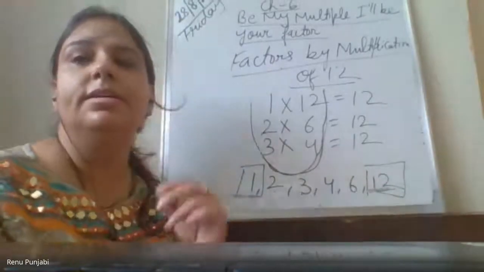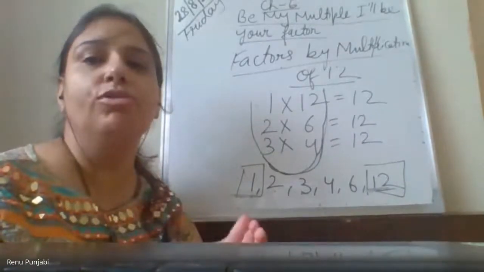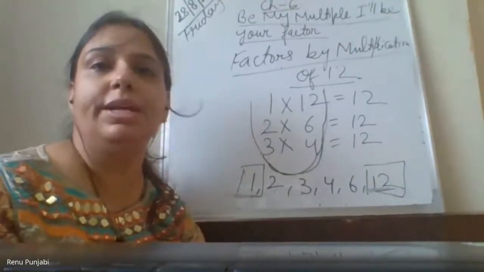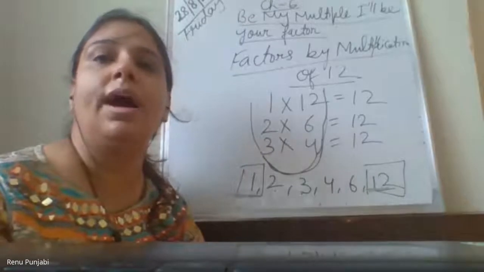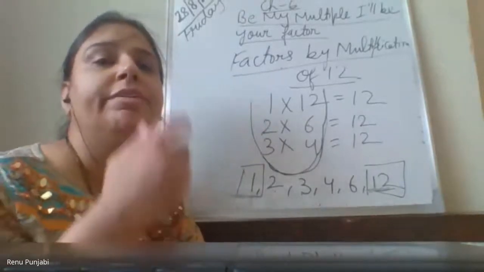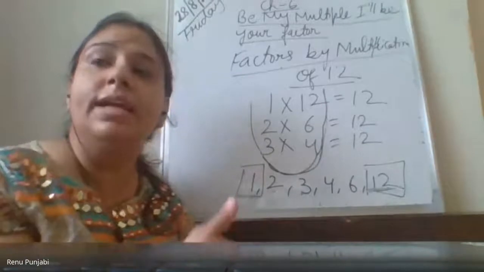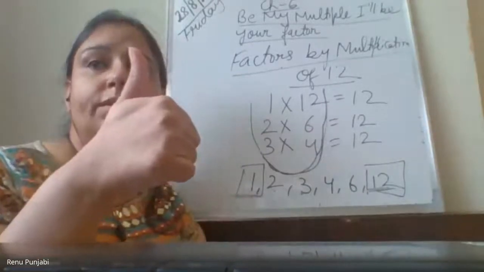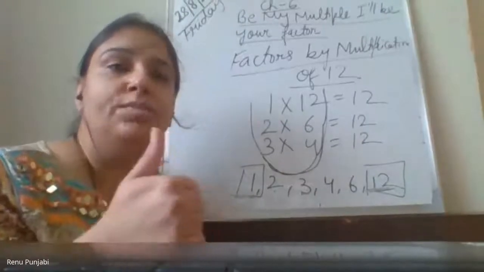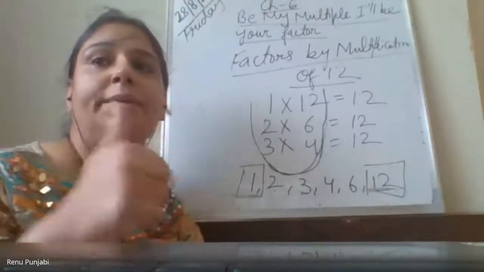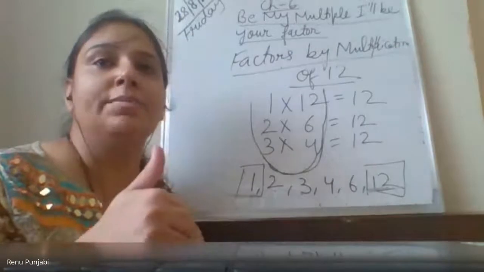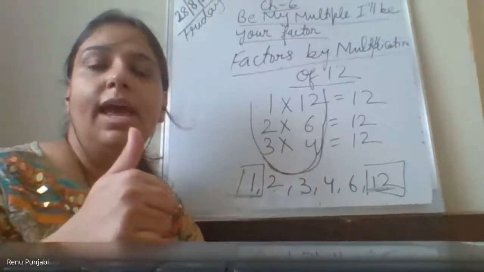So I hope you all are clear what the factors are, how to find the factors with the multiplication method, and what points are to be remembered when finding the factors. Are you all clear till now? Show me thumbs up. If you are not clear, I will repeat it again, and then I'll start my questions. Am I clear to everyone?